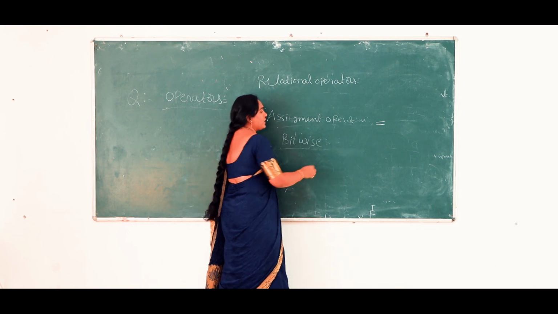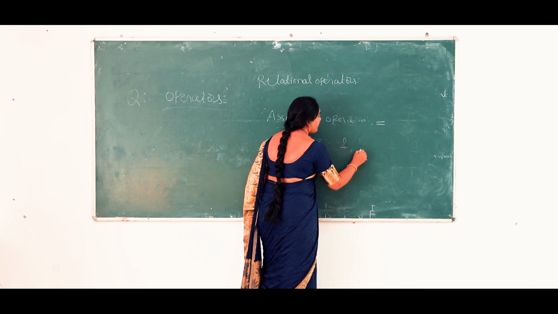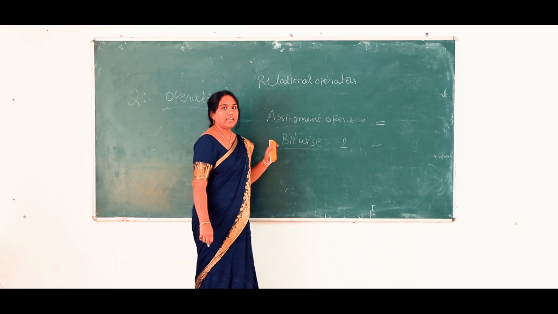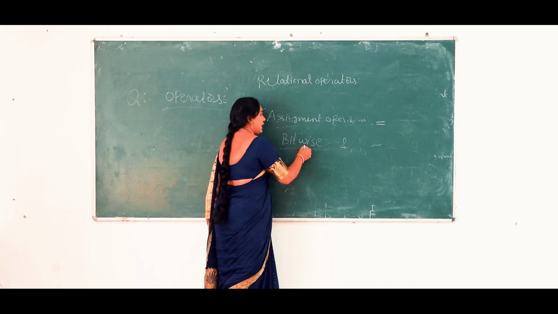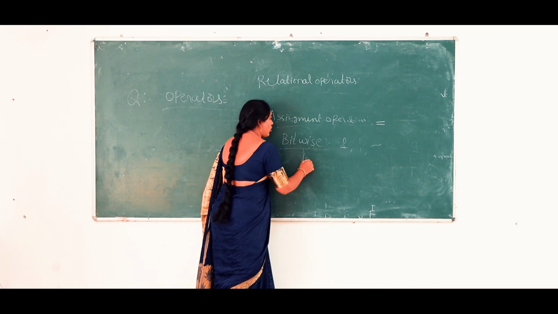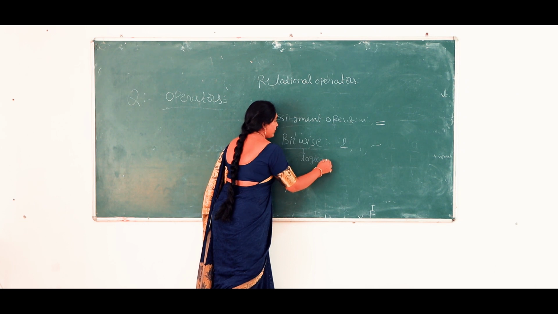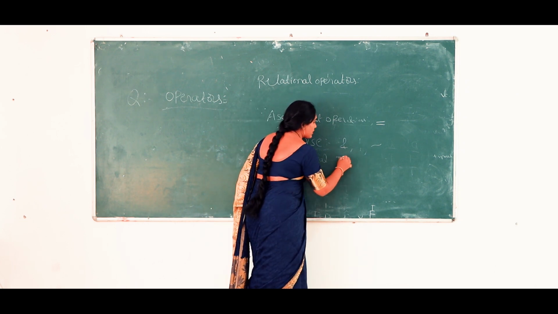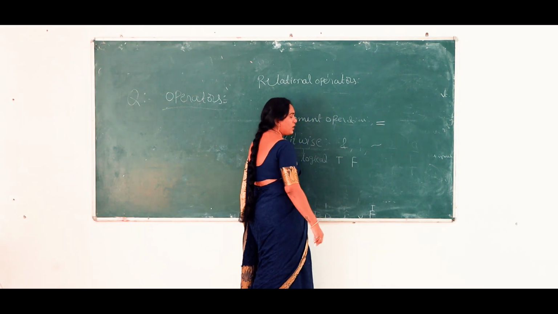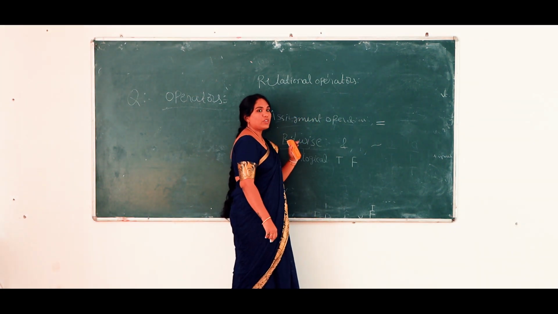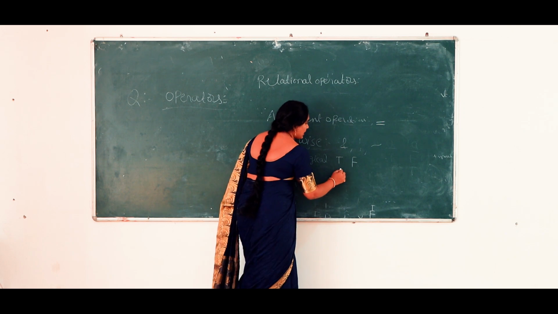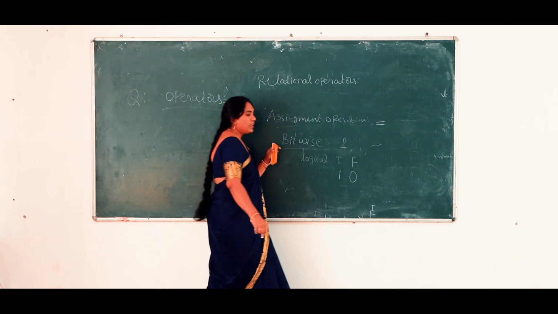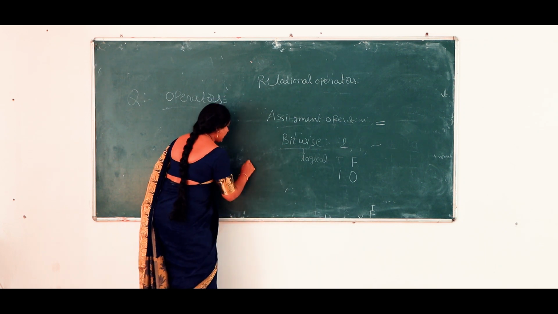The bitwise operators are bitwise AND, bitwise OR, and then bitwise NOT. This is the same as the logical operators only. In logical operators, we are calculating those things using true or false. But in bitwise operators, we are calculating by using zeros and ones. True means 1, false means 0. Let us see a truth table.